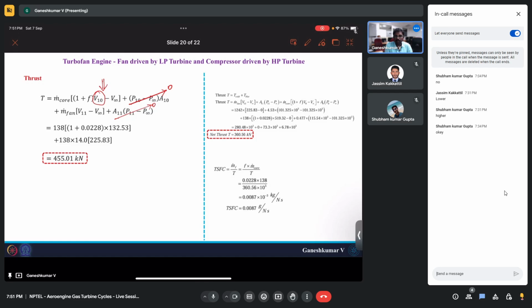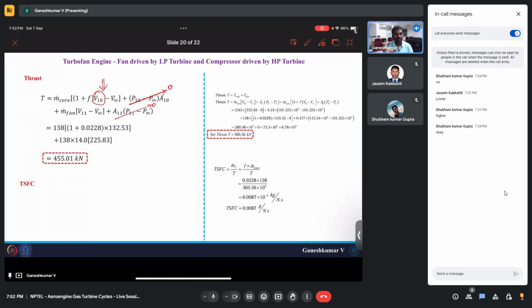If you design your engine in such a way that your nozzle exit velocity is also optimum, or let's say you choke your nozzle, then you will get even more thrust. That is something you can design, but that is a separate topic. Here, compared to the conventional turbofan engine, we added a gearbox, and because of that we were able to increase our bypass ratio, and so we were able to get more thrust. That's the simple explanation. 138 times 9 times 225.83 is much lower than 138 times 14 times 225.83. So from 9 to 14, that increase is leading to a very high increase in the thrust.